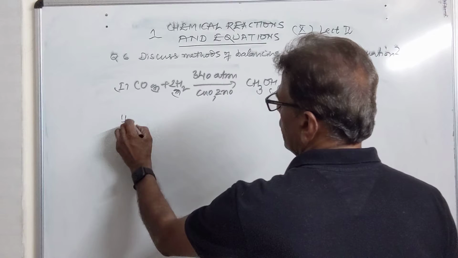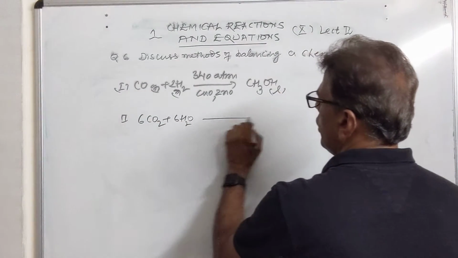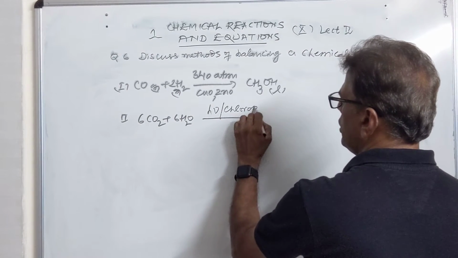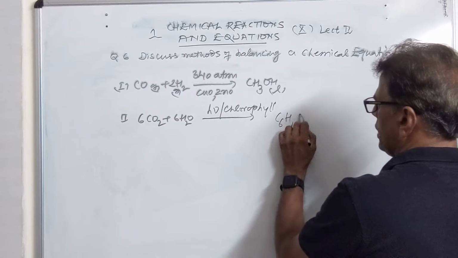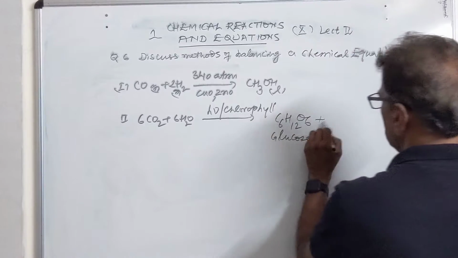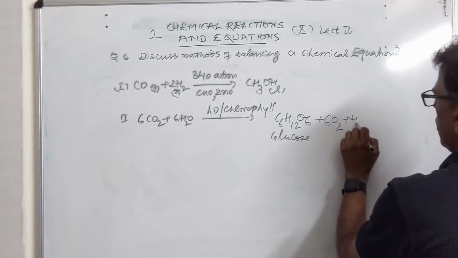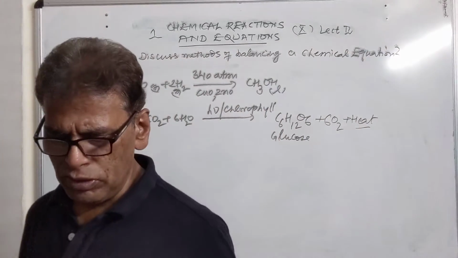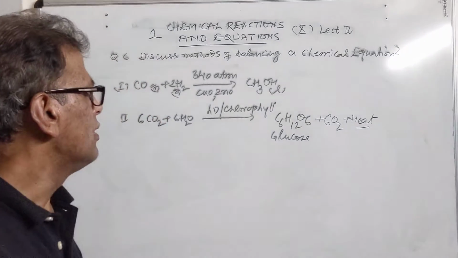Then we have the second equation, 6CO2 plus 6H2O, in the presence of sunlight and chlorophyll, these are the conditions. This is a photosynthesis reaction. It will give you C6H12O6, this is glucose. Along with this, you will get 6O2 in this reaction, and along with that, heat is produced during this reaction. This is called a photosynthetic reaction. And it is in the balanced form.